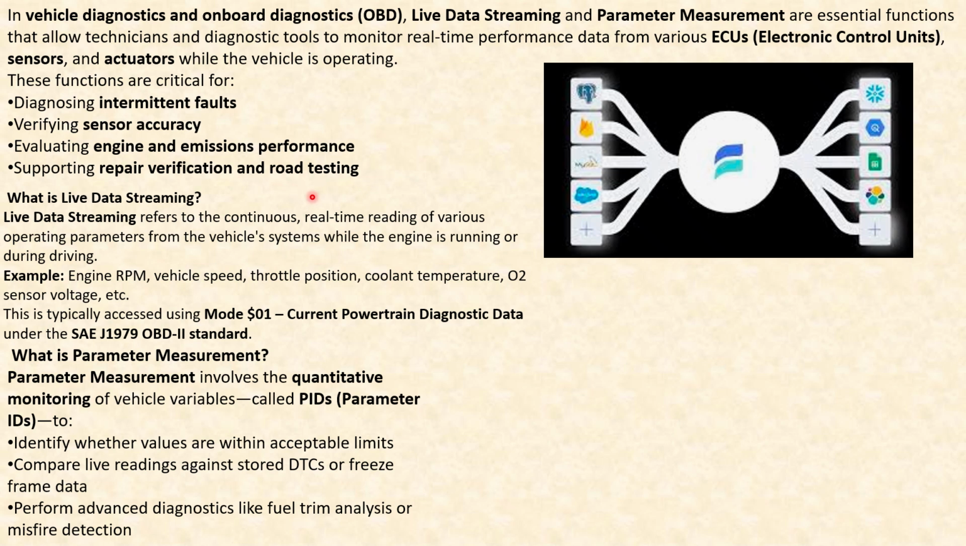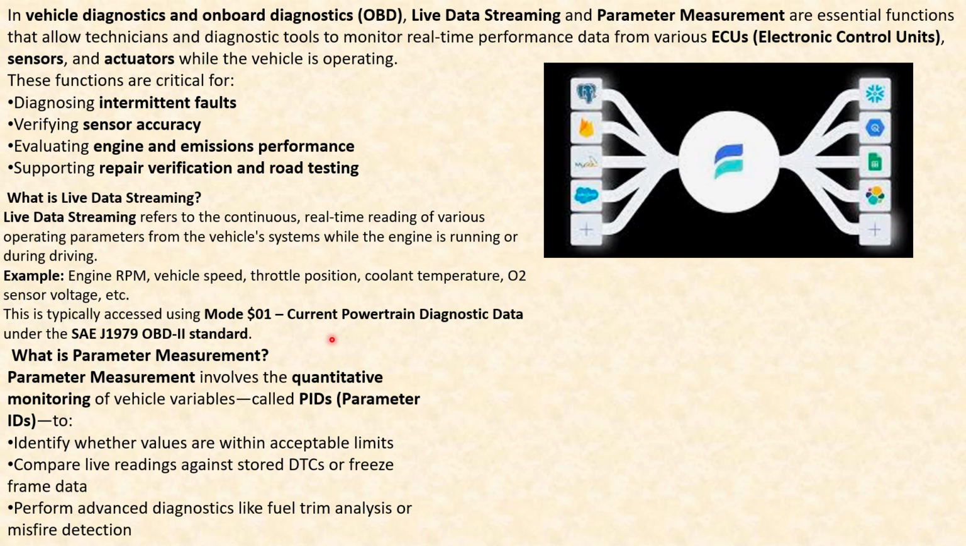So supporting repair verification and road testing is extremely important, and in this particular aspect, live streaming plays a very pivotal role. What is live data streaming? Live data streaming refers to continuous real-time reading of various operating parameters from vehicle systems while the engine is running or during driving. Example: engine RPM, vehicle speed, throttle position, coolant temperature, O2 sensor voltage, etc. These are all the various parameters that can be observed proactively or in parallel.